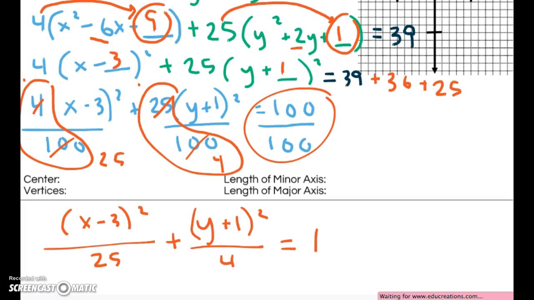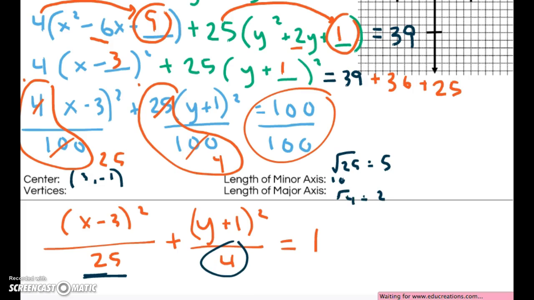What can I get from here? I can get that the center is 3, negative 1. I can get the major axis value here. So the square root of 25 is 5. And I know my major axis then is 10, because it's 5 plus 5. And I know that the square root of 4 is 2, which makes the length of my minor axis 2 plus 2, which is 4.